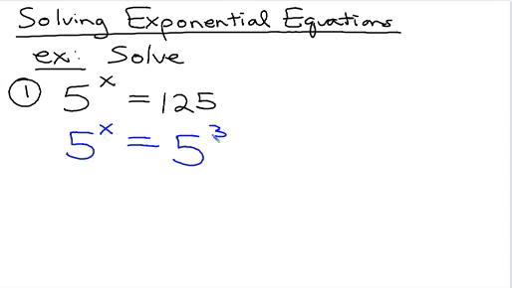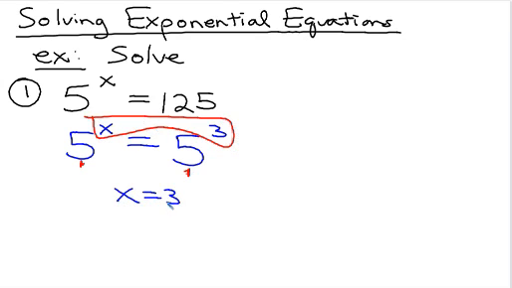And there's a property called the one-to-one property that says if these two bases are the same, then I can drop them and set the exponents equal to each other. So basically, this problem is done. X equals 3. Very simple problem once you get them written with the same bases.